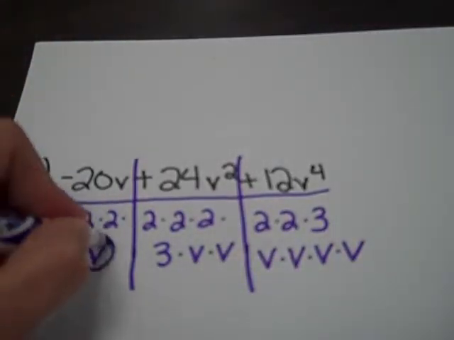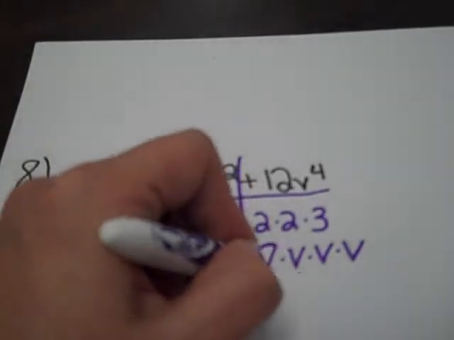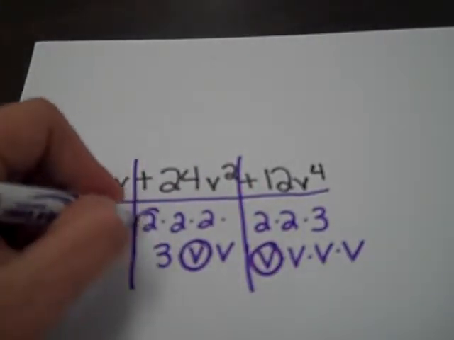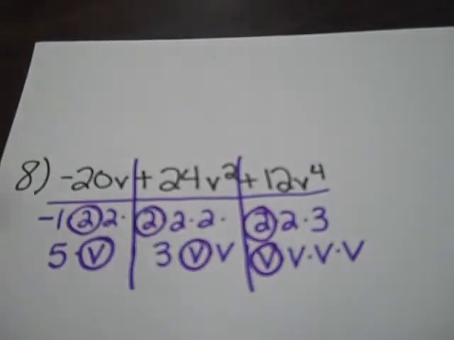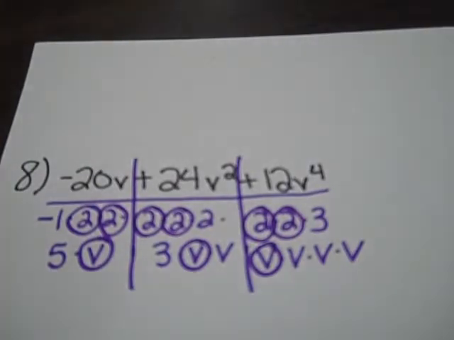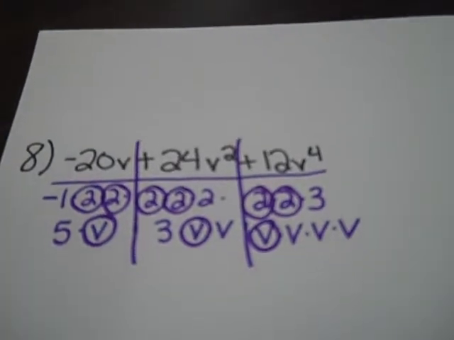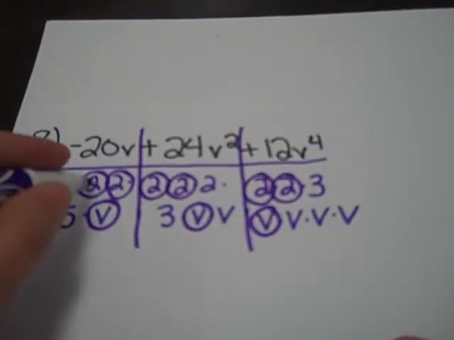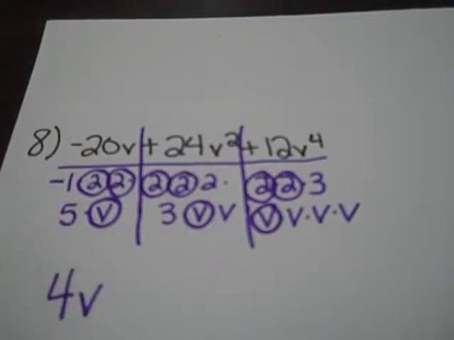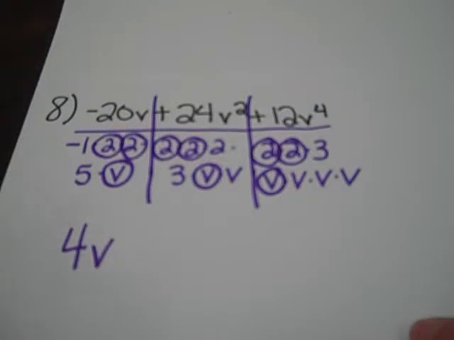The first match that I see is v. I have 2's that match, and I have 2's that match again. I don't have anything else that matches in all 3 boxes. 2 times v is 4v. That is my greatest common factor.